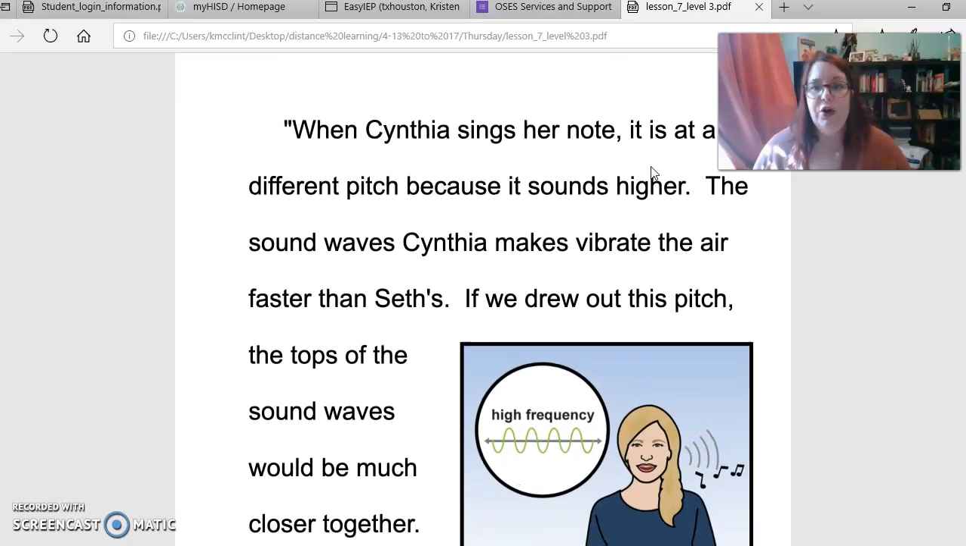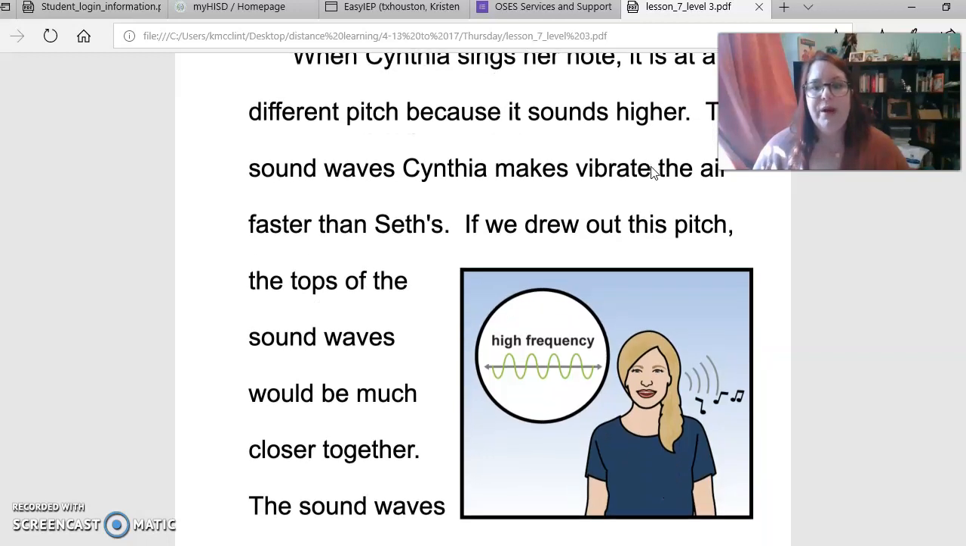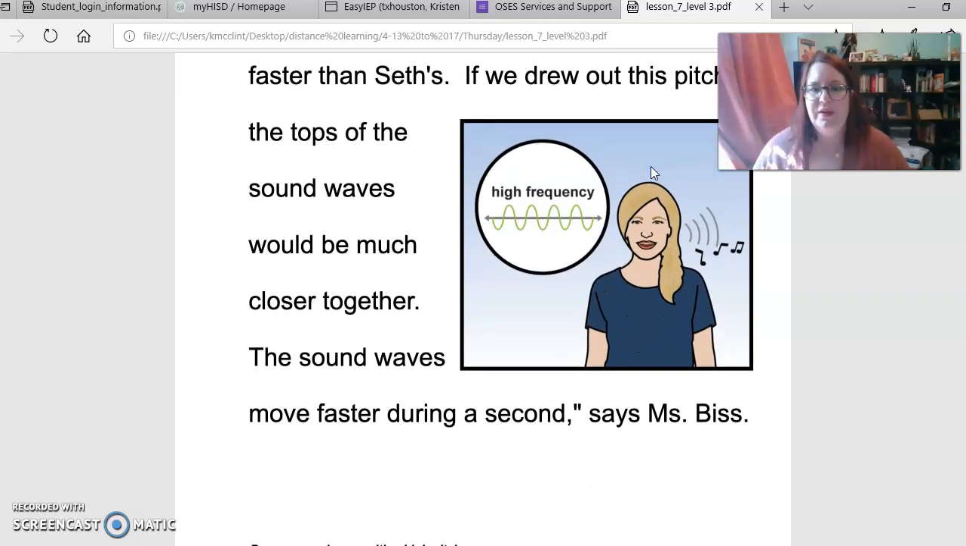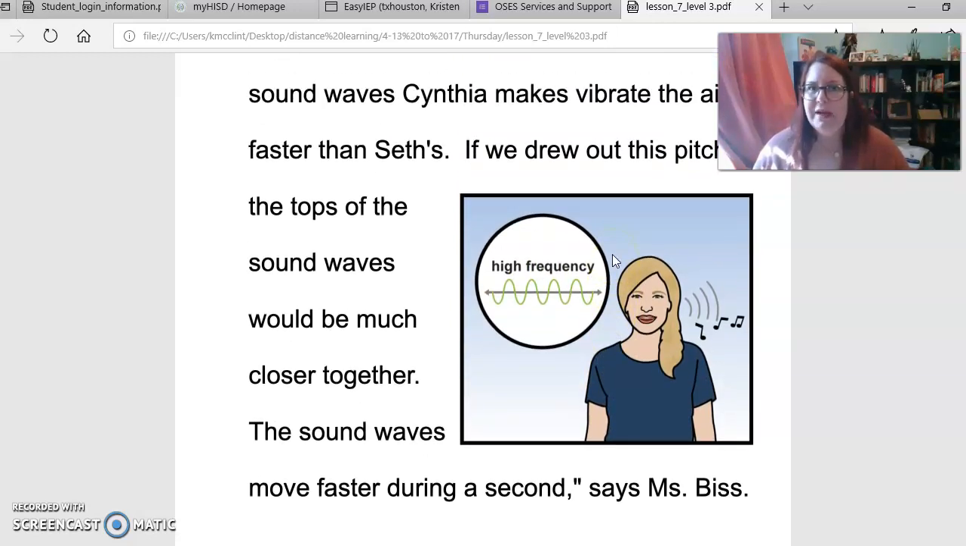When Cynthia sings her note, it is a different pitch because it sounds higher. The sound waves Cynthia makes vibrate the air faster than Seth's. If we drew out this pitch, the tops of the sound waves would be much closer together. "The sound waves move faster during a second," says Miss Biss. And here you can see hers is up and down, up and down, up and down. Her wavelengths are shorter. So a high pitch, think about Mickey Mouse. He has a classic high-pitched voice. You can be loud or soft in volume, but your pitch can be high or low.